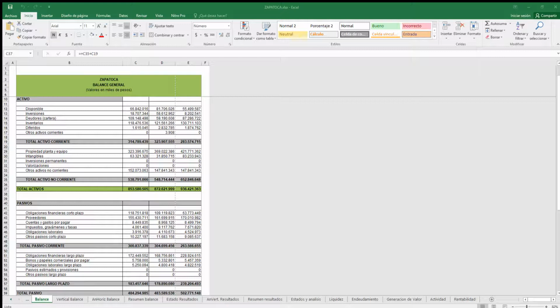Our group is formed by Juan Cano, Andres Piragauta, and who speaks to you, Natalie Munoz. We chose the company Zapatoca, a medium-sized supermarket with several branches in the south of the capital.